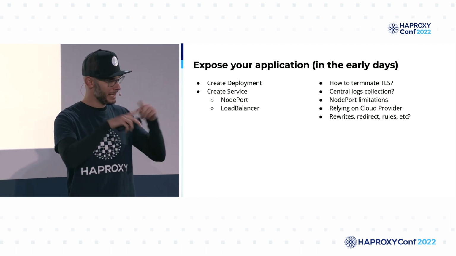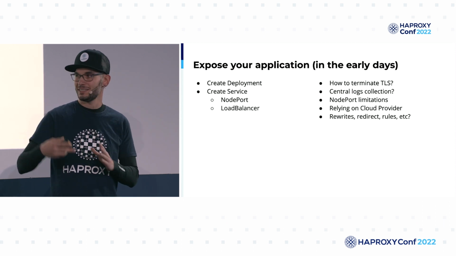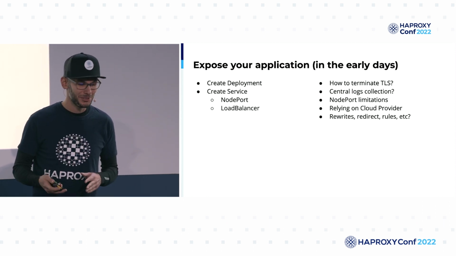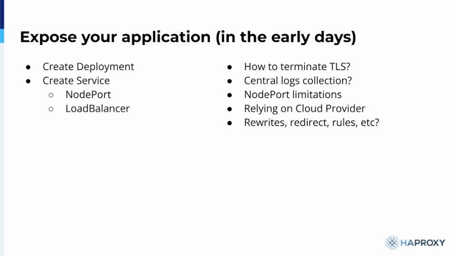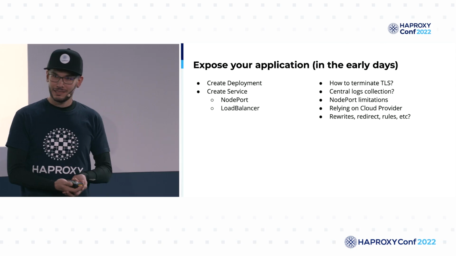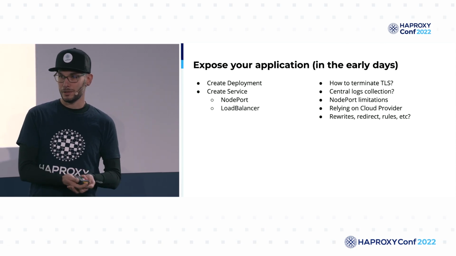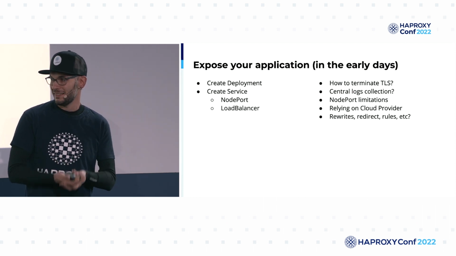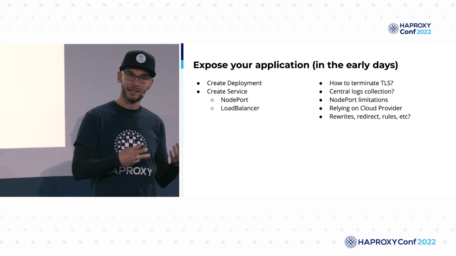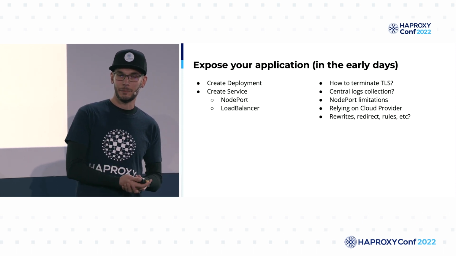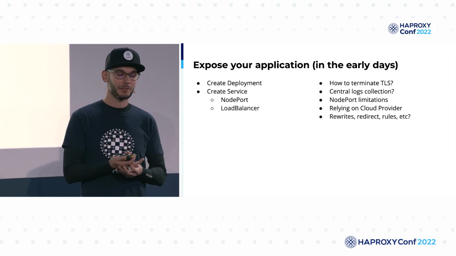So let's recap everything in this nutshell of the Kubernetes 101 course. In the early days, we had to create our deployment, so our workload. We needed to create a service that must be of type node port or load balancer. And there were some problems, which we are now going to see have been solved. But how can I terminate TLS for my application? How can I get a certificate to get an encrypted connection?